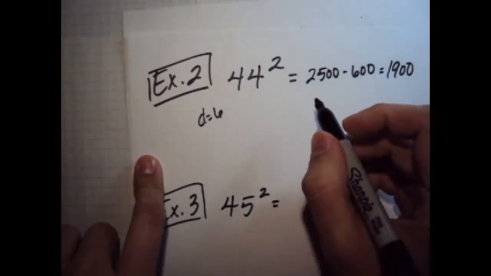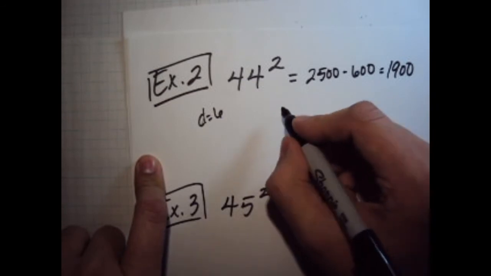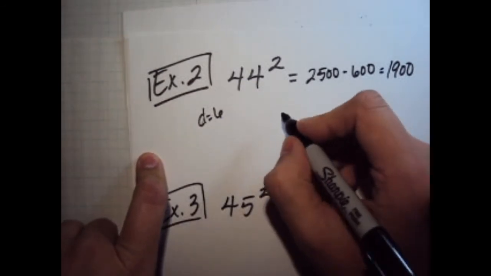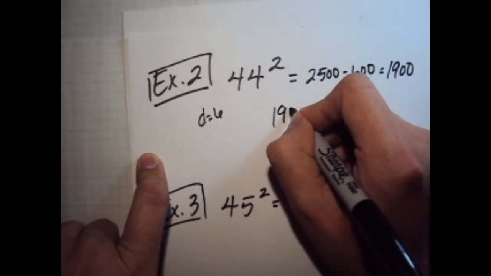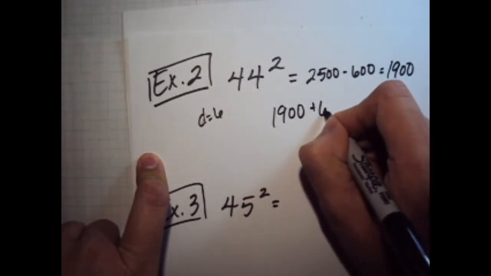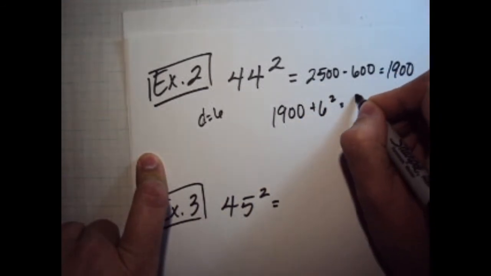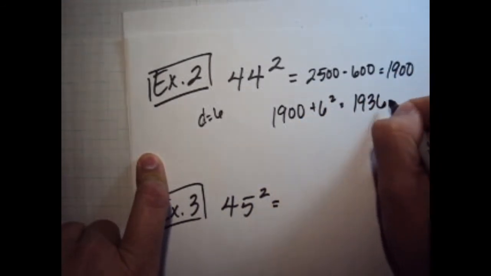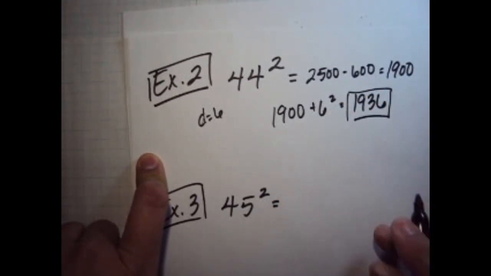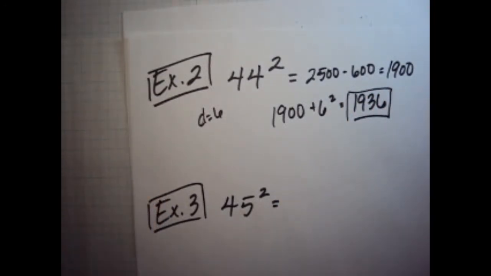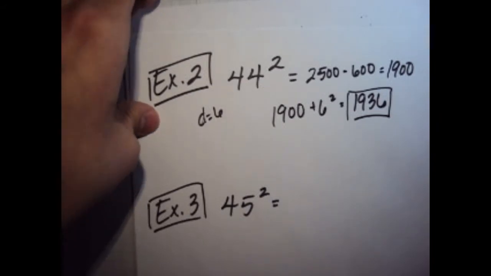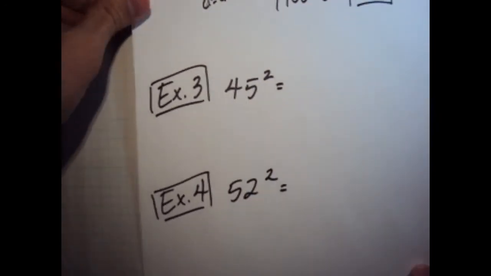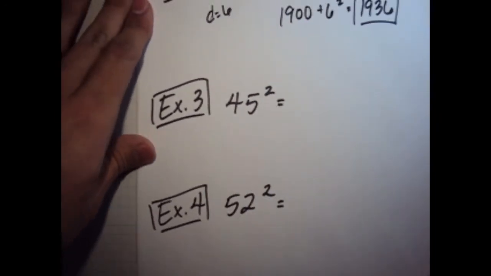And now we have to add back the square of the difference, so 6 times 6. So we're going to take 1,900 and add 6 squared, which is 36, so we get 1,936. So 44 times 44 is 1,936.